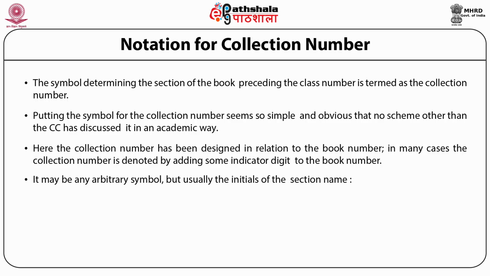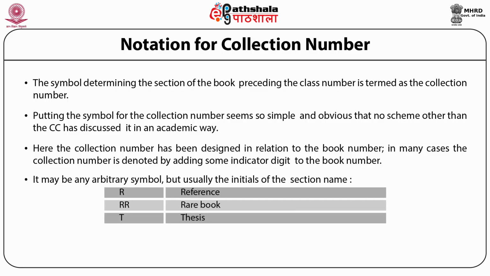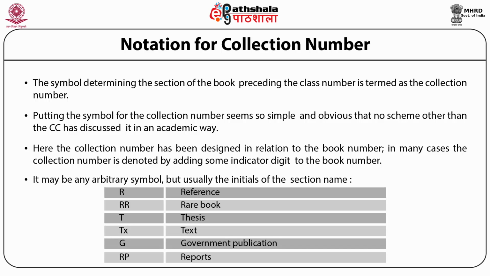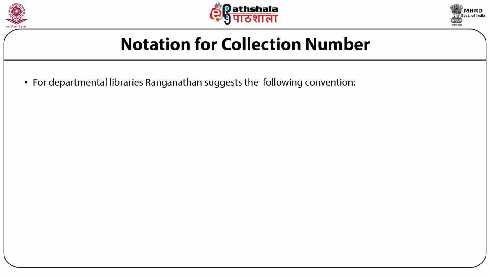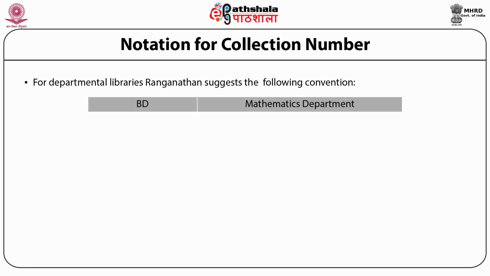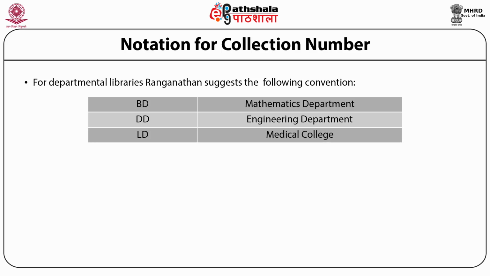In many cases, the collection number is denoted by adding some indicator digit to the book number. It may be any arbitrary symbol, but usually the initials of the section are used: R stands for reference section, RR rare book section, T thesis and dissertation section, TX textbook section, G government documents, RP reports. It may be mentioned that the journal section, which is the largest section in a library, will get no collection number, and it will be understood as the journal section. Ranganathan continued to provide symbols or digits for the collection numbers, and for example, BD stands for Mathematics Department. Here it may be noted that B stands for Mathematics, as you know it. And then DD stands for Engineering Department, and LD stands for Medical College, as L stands for Medicine in the CC. And these are mnemonic numbers.